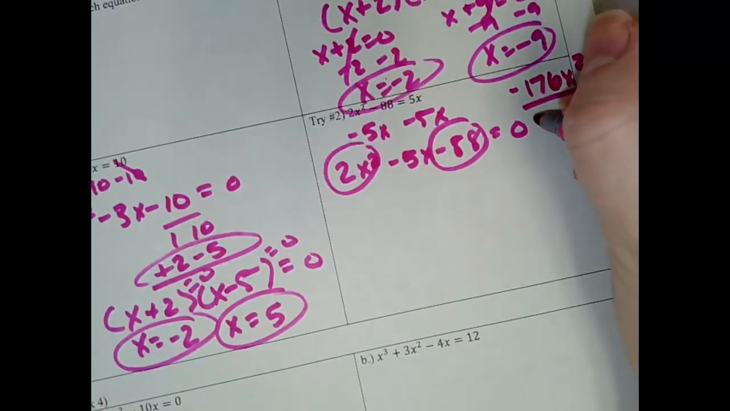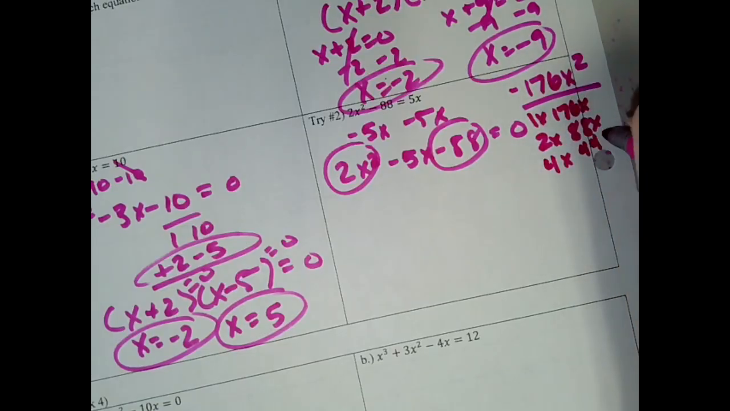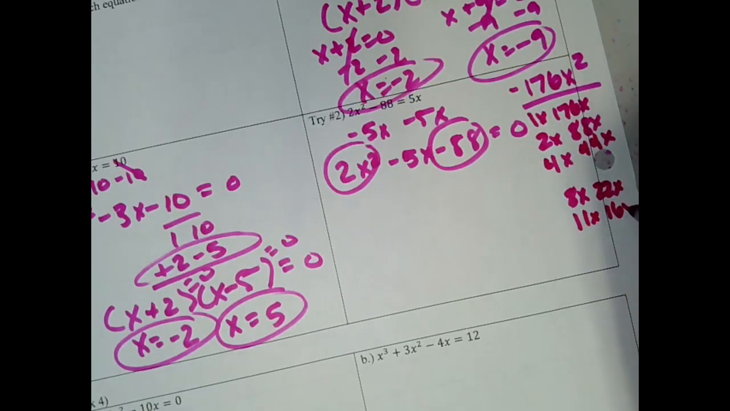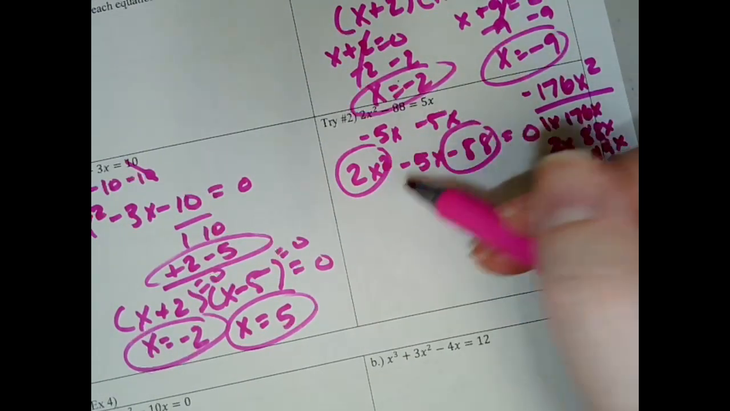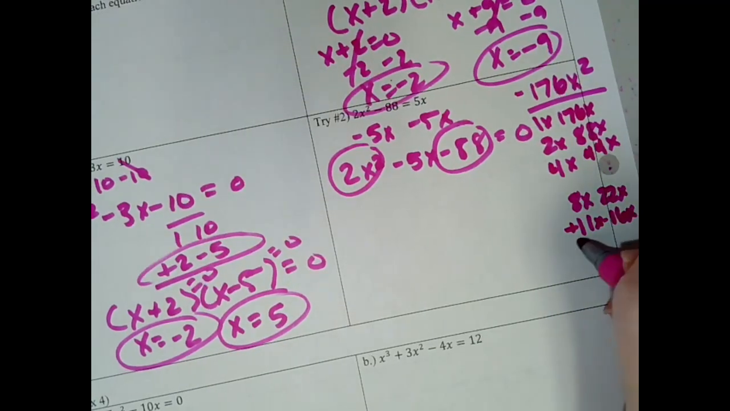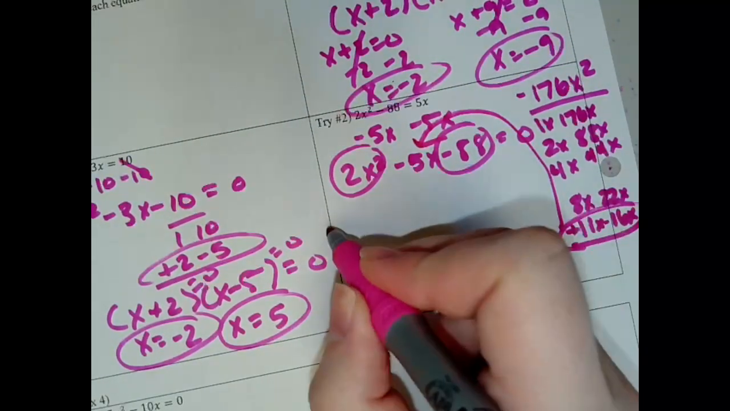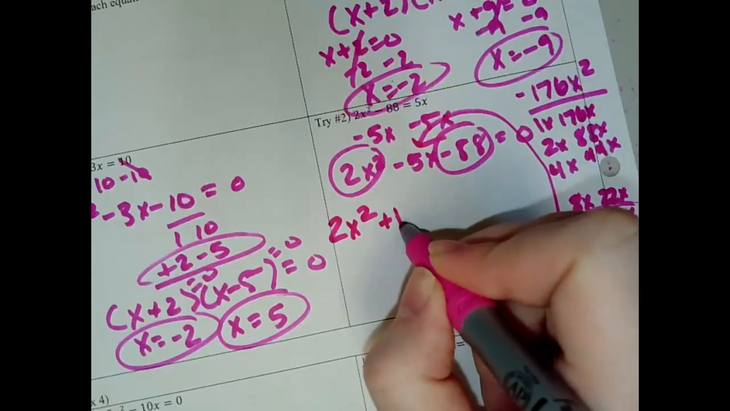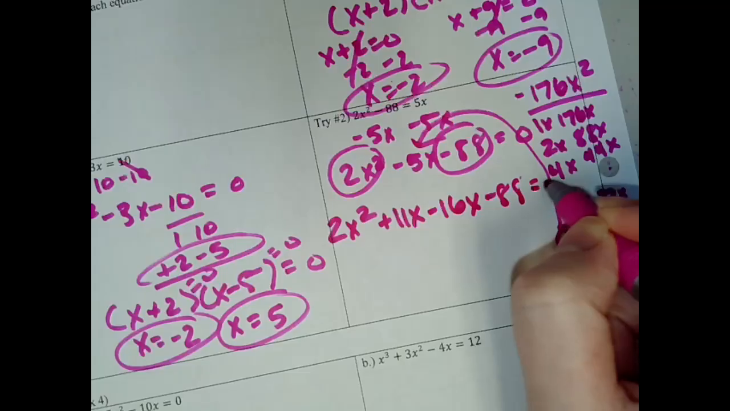So if I'm thinking about the factors: 1 and 176, 2 and 88, 4 and 44, 8 and 22, 11 and 16. It's a lot more factors you have to deal with, but it's still the same idea. Using different signs, I need to pick the pair that gives me negative 5. That's a negative 16, a positive 11. This pair does not give you the factored form. It replaces that middle term. So 2x squared plus 11x minus 16x minus 88 equals 0.